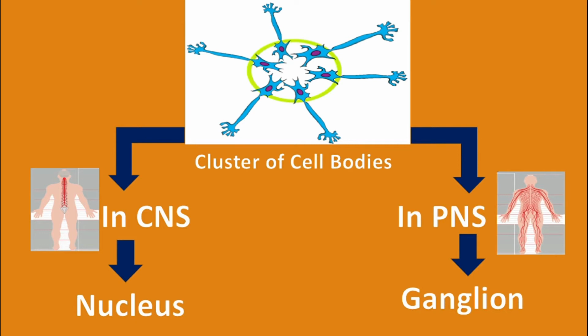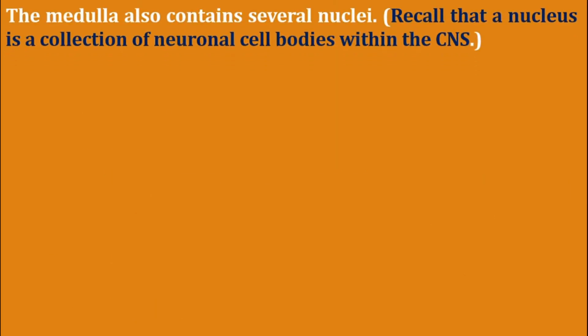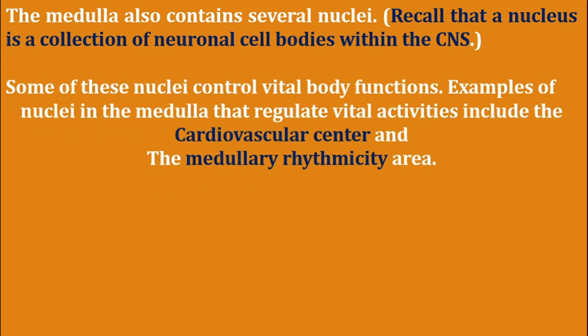Moving to medullary nuclei. The medulla also contains several nuclei. Some of these nuclei control vital body functions. Vital body functions are heart rate, pulse rate, and rate of respiration. Examples of nuclei in the medulla that regulate vital activities include the cardiovascular center and the medullary rhythmicity area.